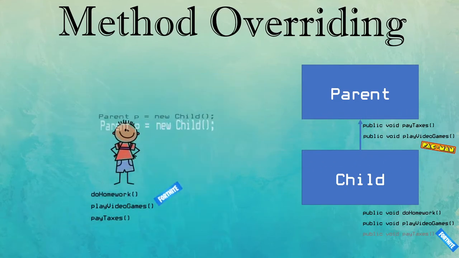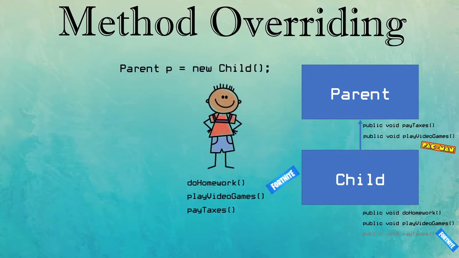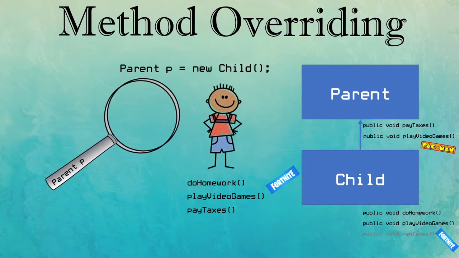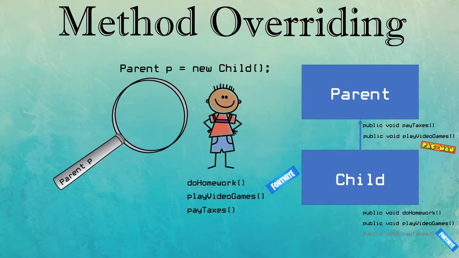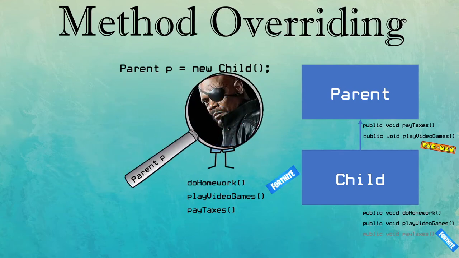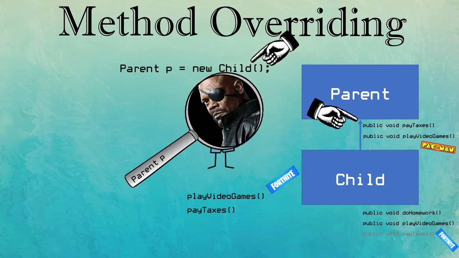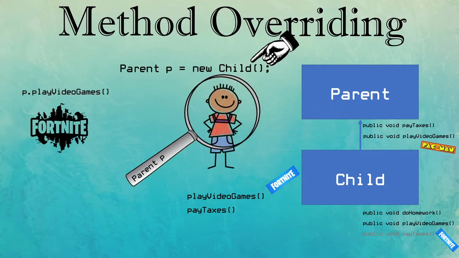However, the variable type does make a difference. The variable type is like a lens through which you look at the object. You see the object as the variable's type, so this child looks like a parent. That means it can only do parent things like pay taxes and play video games. But the object is still a child, so it does things like a child would. p.playVideoGames will still play Fortnite because this object is a child. But p cannot do homework because p is a parent variable and parents don't know how to do homework.